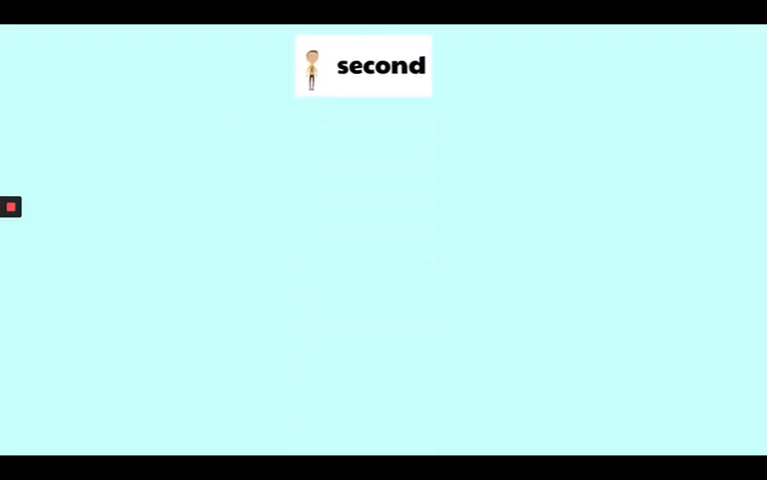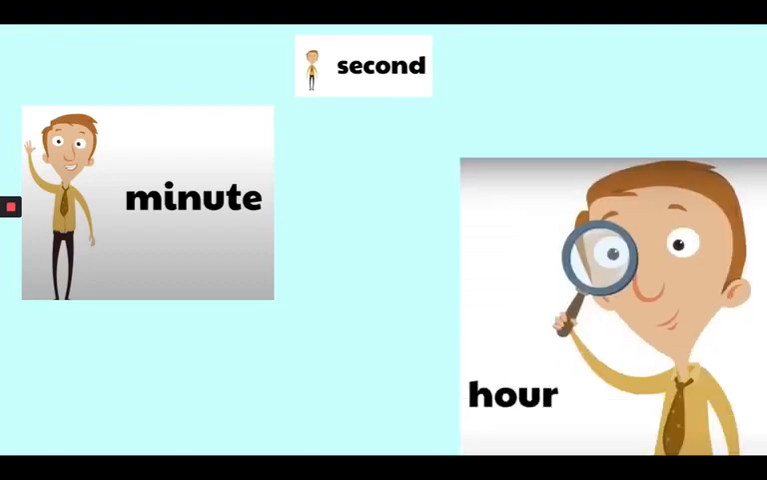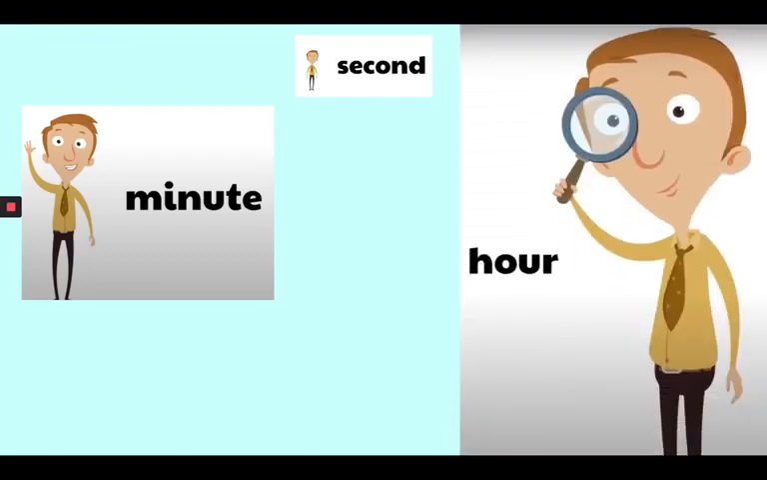A second is the smallest unit of time. It is very tiny. A minute is a little bit bigger than a second. And then an hour is even bigger. An hour is the biggest unit of time in a day. We are going to look at each of these a bit more closely now.